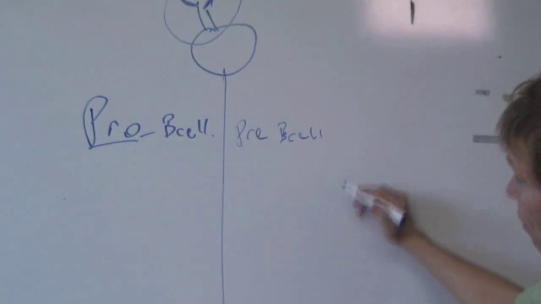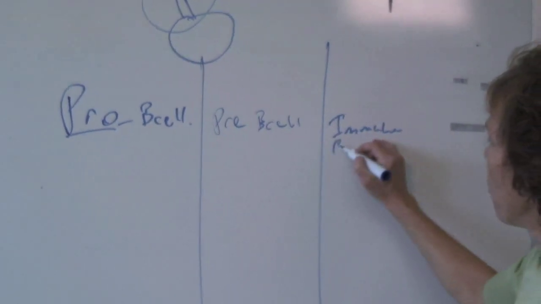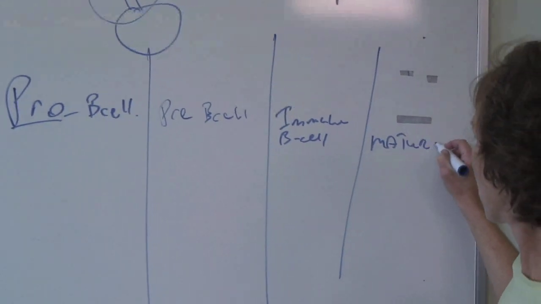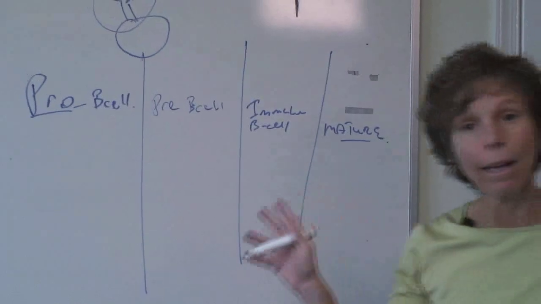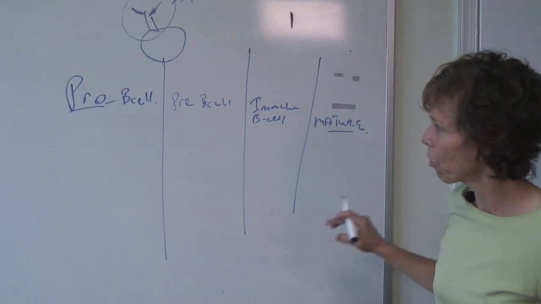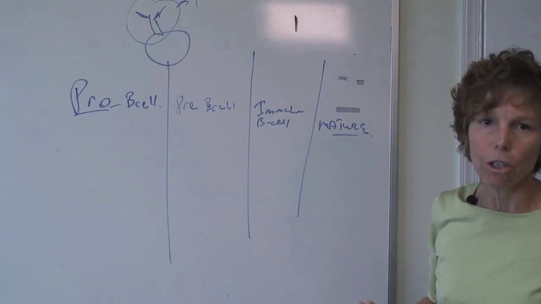All right, and then you have the immature B cell and the mature, or some people call it the naive B cell. So where does the story begin in terms of being able to recombine and shuffle the cards on the genes?